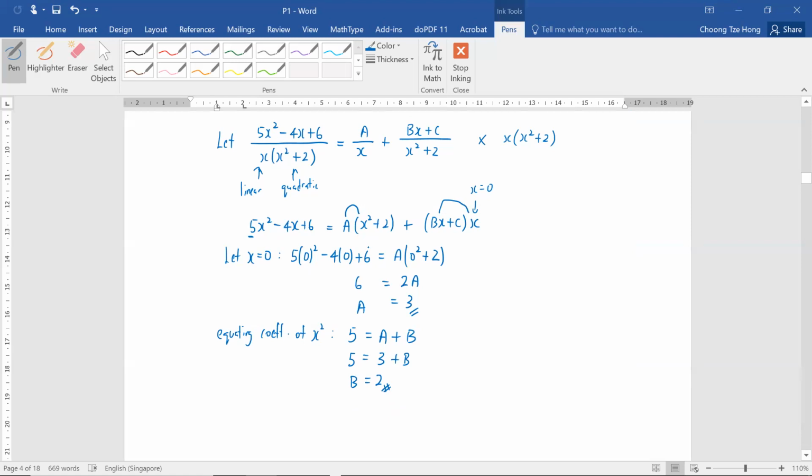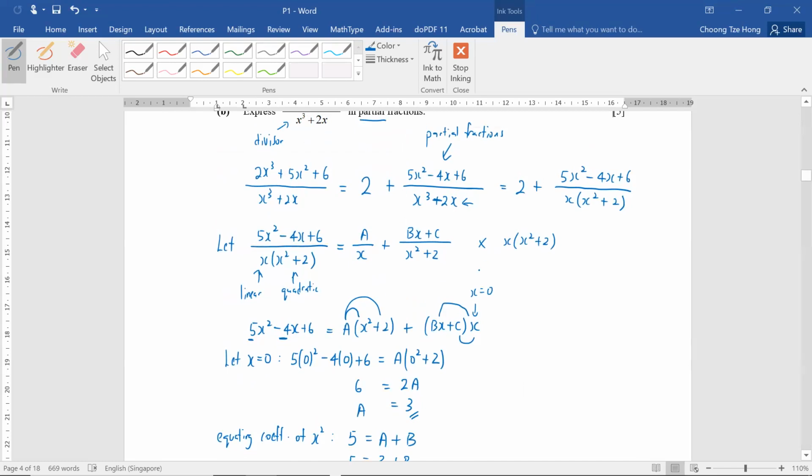Then to find C, we'll equate the coefficient of x, because over here you have C times x. Equating the coefficient of x, on the left hand side, the coefficient is negative 4. Over here you realize that there's no x term. A times x² is an x² term. A times 2 is an x to the power 0 term, or a constant term. On the right side, the only x term is Cx. So that means C must be negative 4. Now we have found A, B, and C already, so we have completely broken it down into partial fractions.